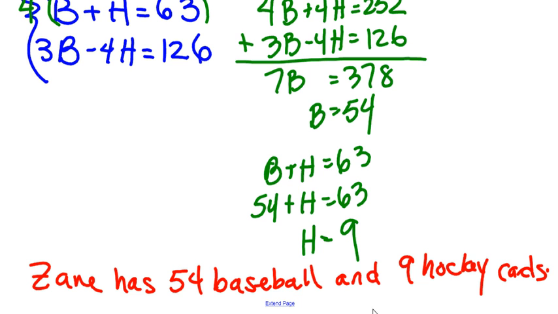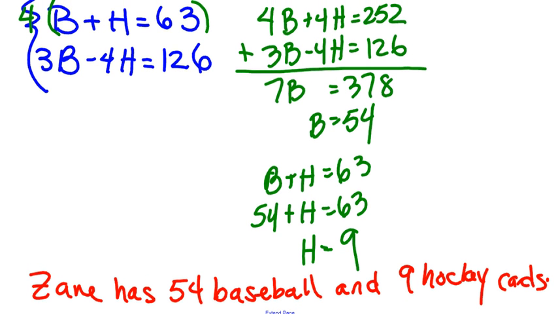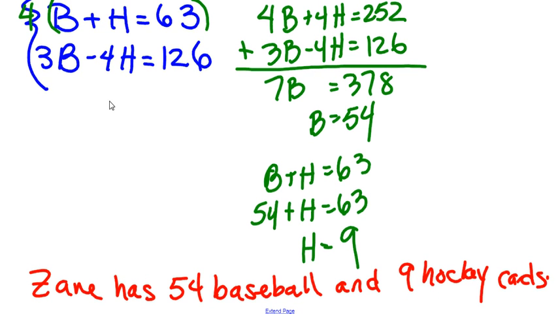So it appears Zane has 54 baseball cards and 9 hockey cards. Well, to verify that this really is the scenario, we would take 54 and 9 and substitute in both equations and make sure it's balanced. Well, we know 54 and 9 gives us a 63. 3 times the 54 minus 4 times 9 does give us back the 126. So we know that we have the correct number of cards in Zane's collection.